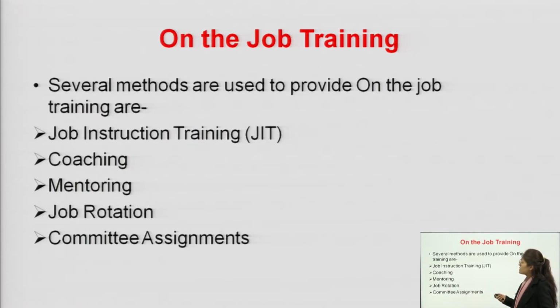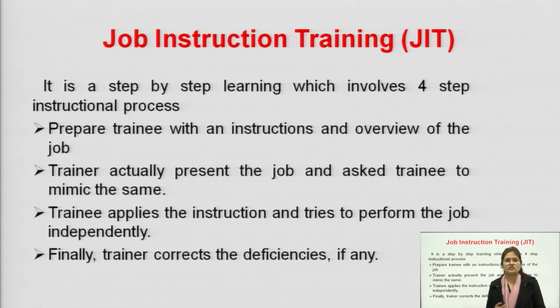On the job training is further divided into five parts: job instruction training, coaching, mentoring, job rotation and committee assignments. Let's start with job instruction training. It is a step-by-step training method. Why do we call it a step-by-step method? Because it involves a series of steps, usually four steps.